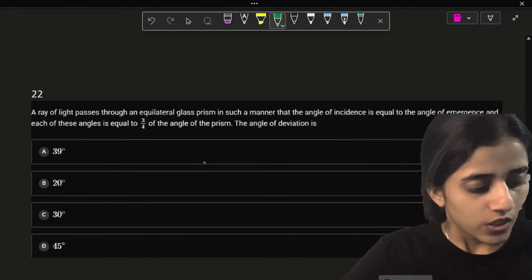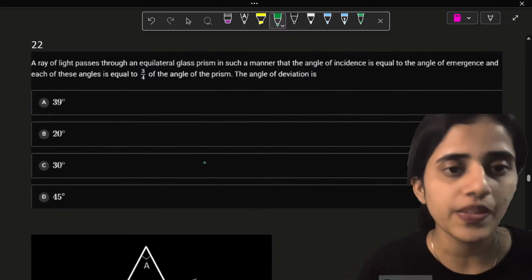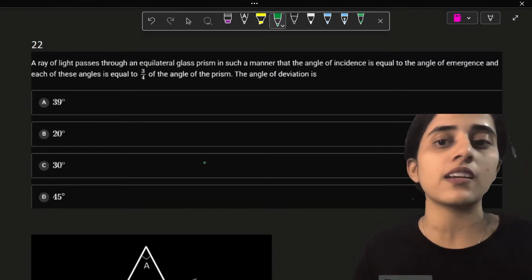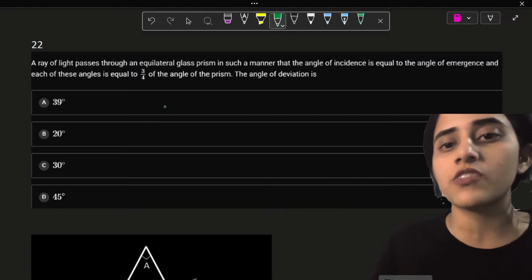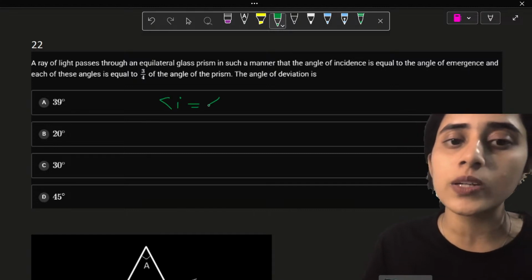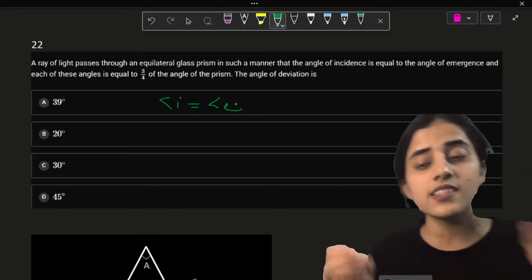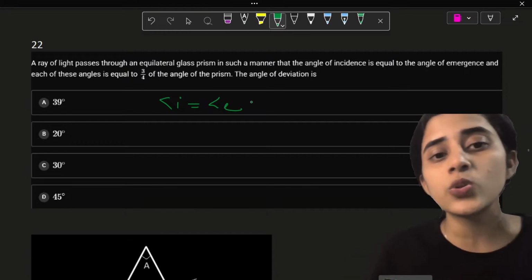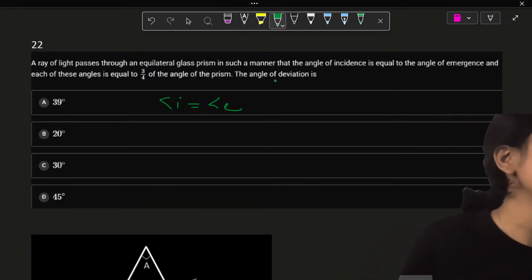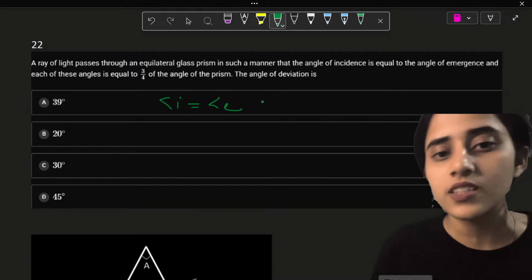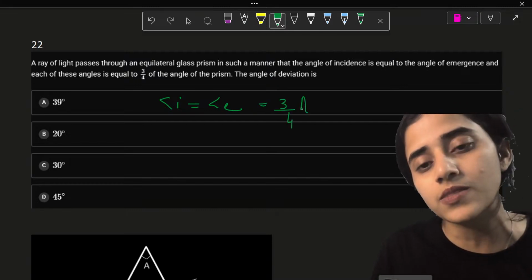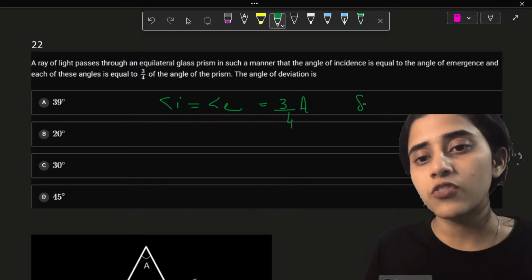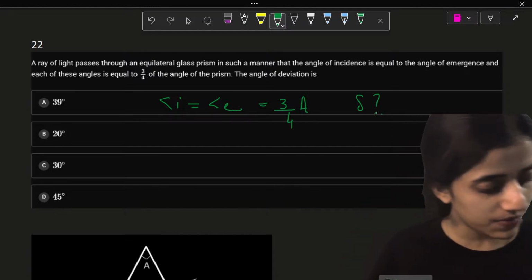Okay. So let's quickly move on to the next question. A ray of light passes through an equilateral glass prism in such a manner that angle of incidence is equal to angle of emergence. So angle I is equal to angle E is given to you. And each of these angles is equal to 3 by 4 of the angle of the prism. Each of this is equal to 3 by 4 times A, angle of prism is always represented by A. We have to find out what is the angle of deviation.